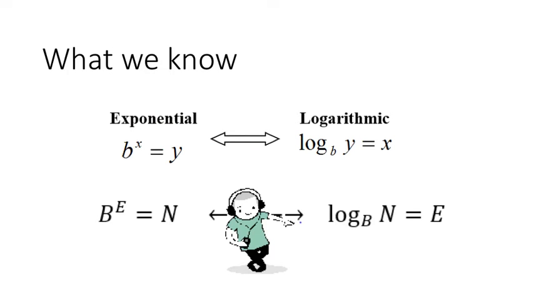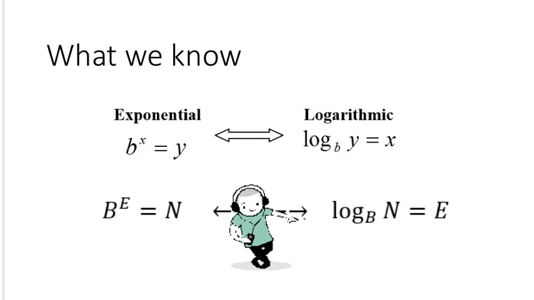So the first thing that we want to look at is what we know already. We have our exponential form b to the x equals y, and then we have log of y in base b is equal to x, where x is that exponent that we've been looking at. We looked at this Ben and Benny model: b to the power of e equals the number, and then the log of the number in base b equals the exponent. So we want to be able to convert from one to the other.